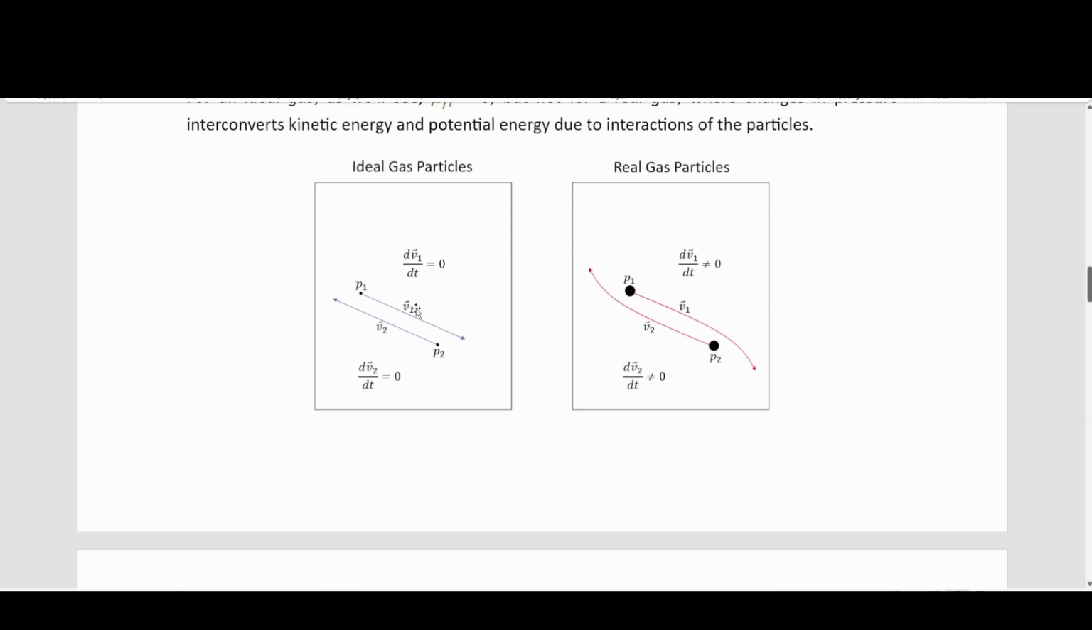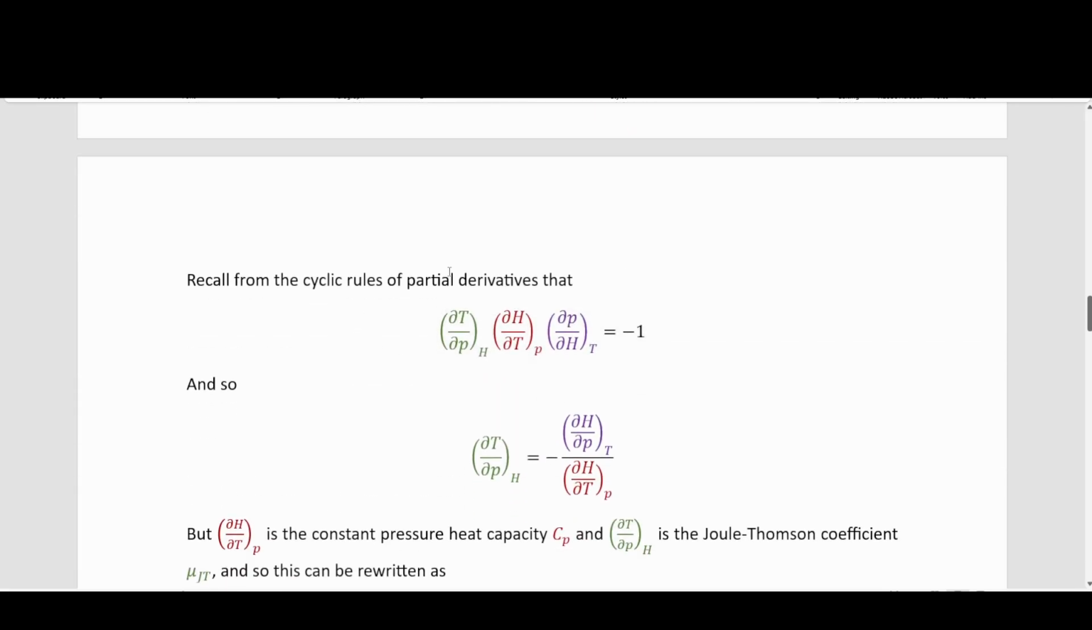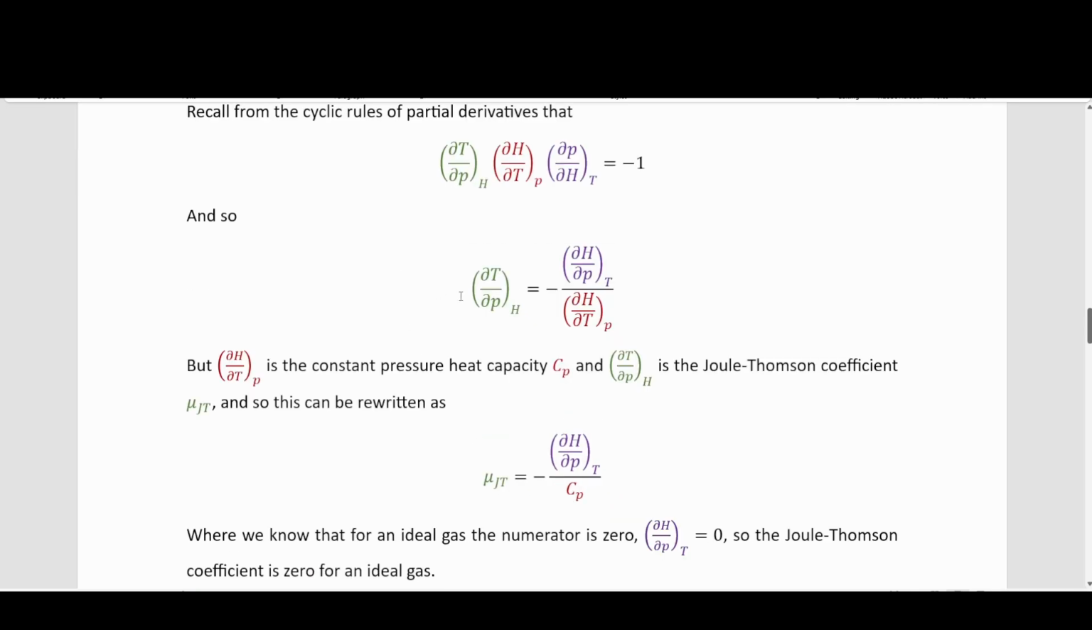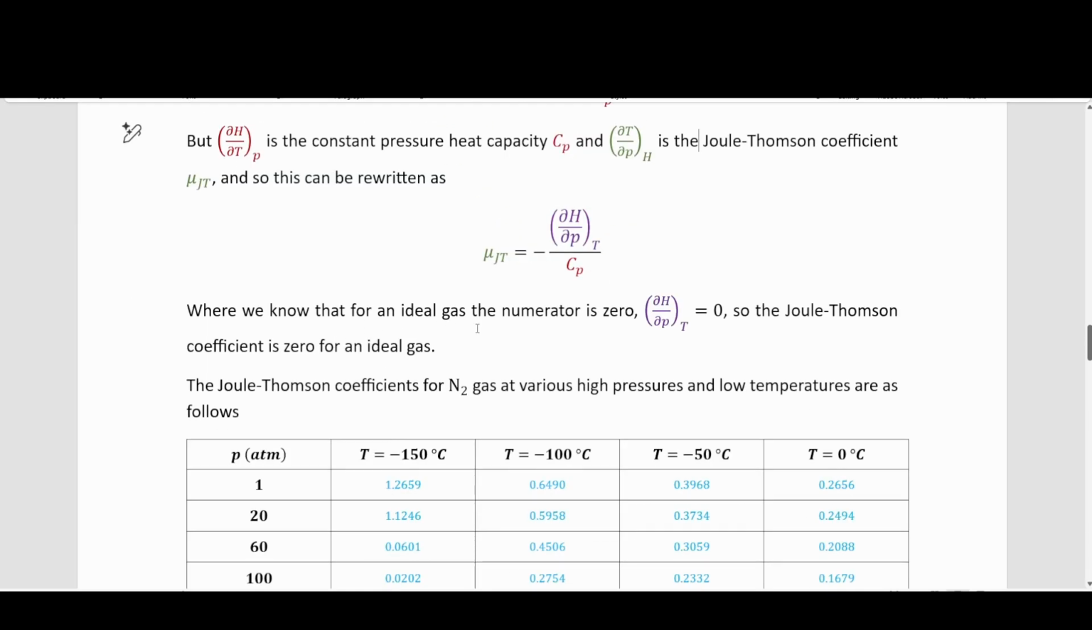So remember, with our ideal gas, we assume that there is no intermolecular force, but for real gases, we do have these intermolecular forces, and so we can have kinetic energy become potential energy and vice versa. Recall the cyclic rule for partial derivatives gives us this right here, so we can rearrange to get this right here, but since this in red is the constant pressure heat capacity, or C sub P, and this right here was just what we called up above the Joule-Thomson coefficient, we can then substitute those in like this, where we know that for an ideal gas, the numerator is 0, so the Joule-Thomson coefficient for an ideal gas is also 0.